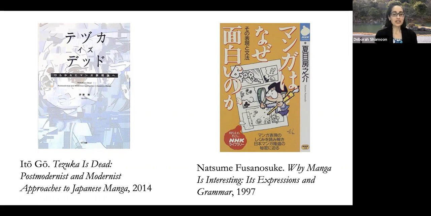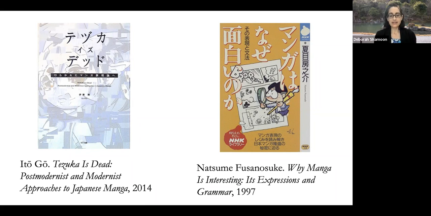So here we see two foremost examples of formal analysis in manga studies: Tezuka is Dead by Itogo and Why Manga is Interesting by Natsume Fusanosuke. So Itogo, among other topics, talks about what he calls the indeterminacy of the frame in manga and the tendency to open up or play with the frame. That's the box around the image. And I'll give examples of that later.